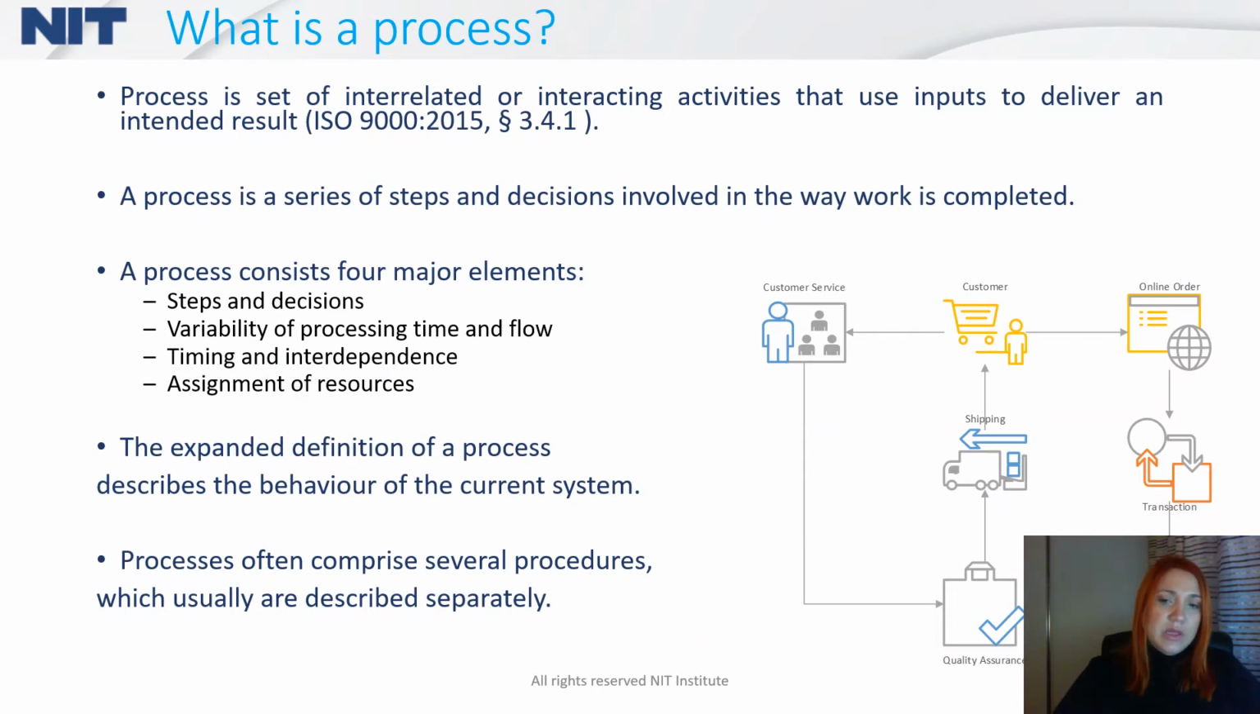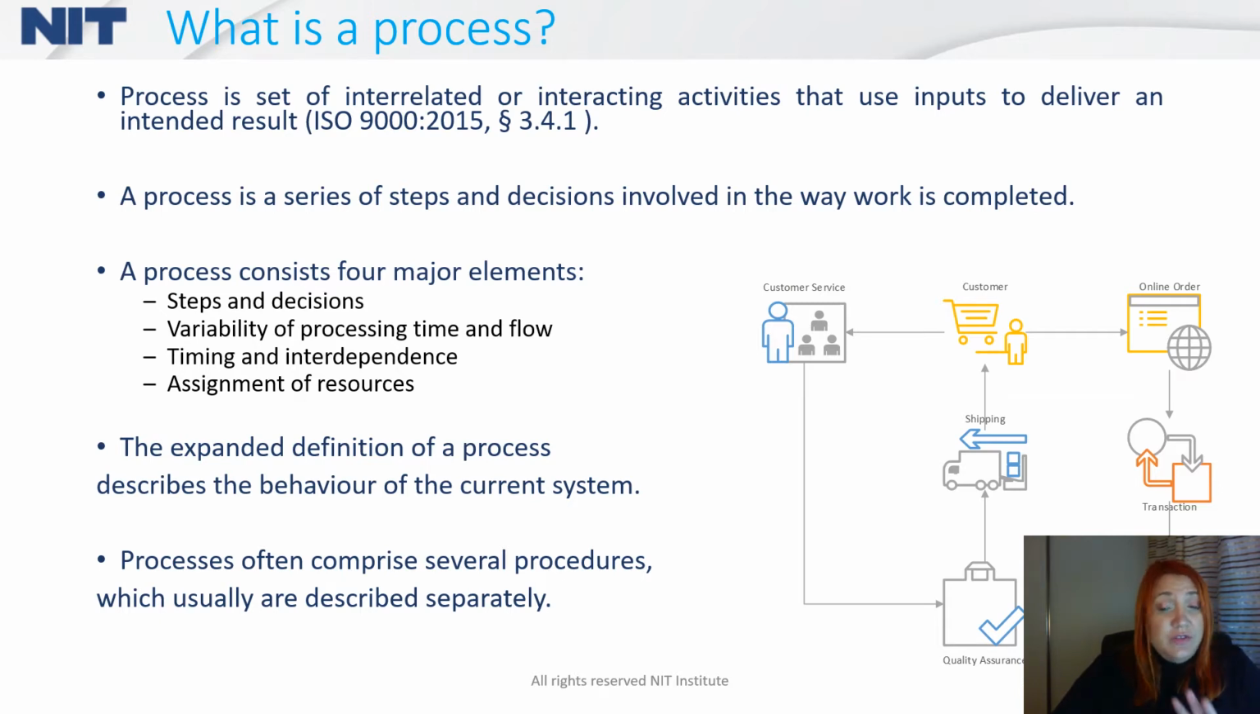Now we are coming to the definition of the process. What is a process? Well, we can say that a process is a series of steps and some kind of decisions which are involved in the way work is completed. A process is a series of stages in time where the last stage is the product or some kind of result or any kind of goal. We may not realize, but processes are everywhere and in every aspect of our leisure or work.